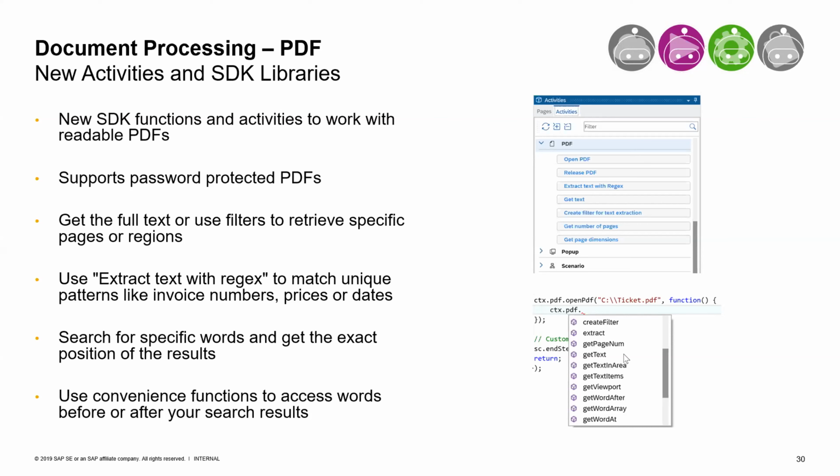The most powerful feature, I guess, would be to extract the text with a regular expression. This way you can match unique patterns like dates, invoice numbers, prices, this kind of stuff. You can also search for specific words and then get the exact position of that word or get the word after that. For example, if I want to get the invoice date, I can just search for invoice date and then get the word after, and this way I would get the actual date. These are the convenience functions that are mentioned at the bottom.